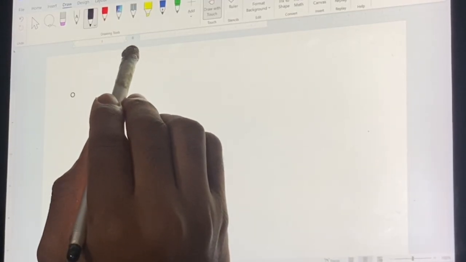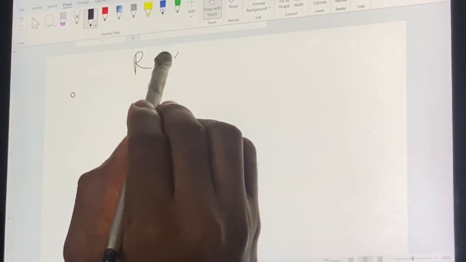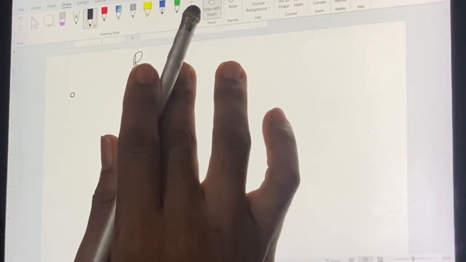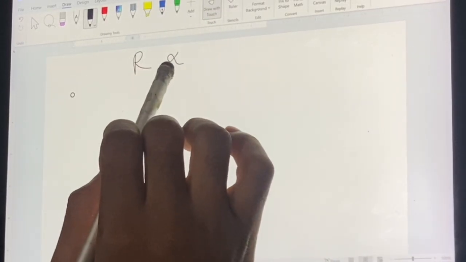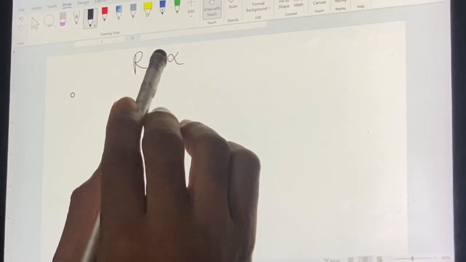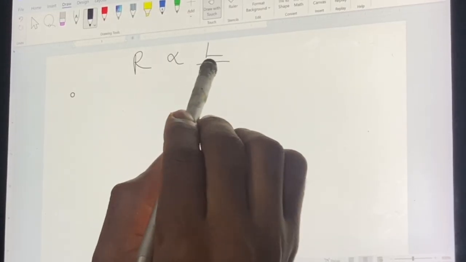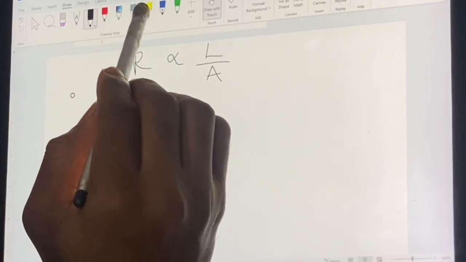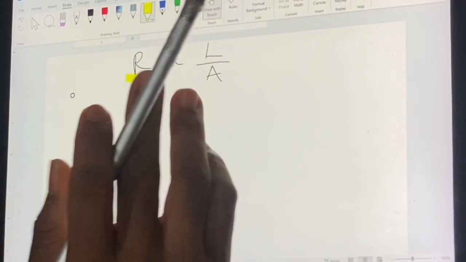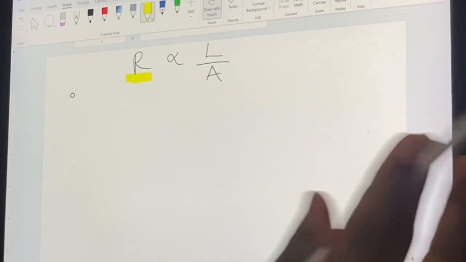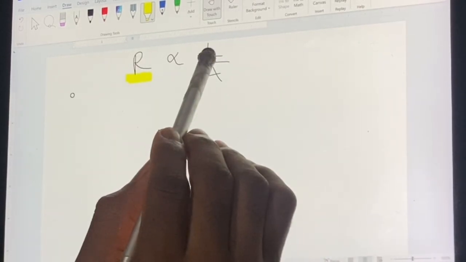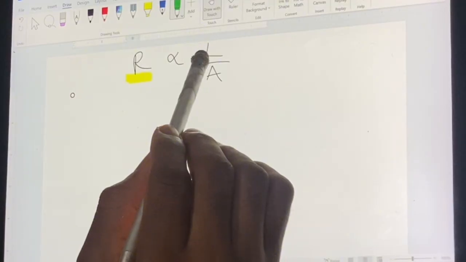That is, R is proportional to L over A. Remember, when you remove the constants, you replace with proportionality, and when you introduce the constants, you remove proportionality. So what does it mean here? Remember, there is a difference between resistance and resistivity. What we are treating here is resistance. This resistance is directly proportional to this length here.